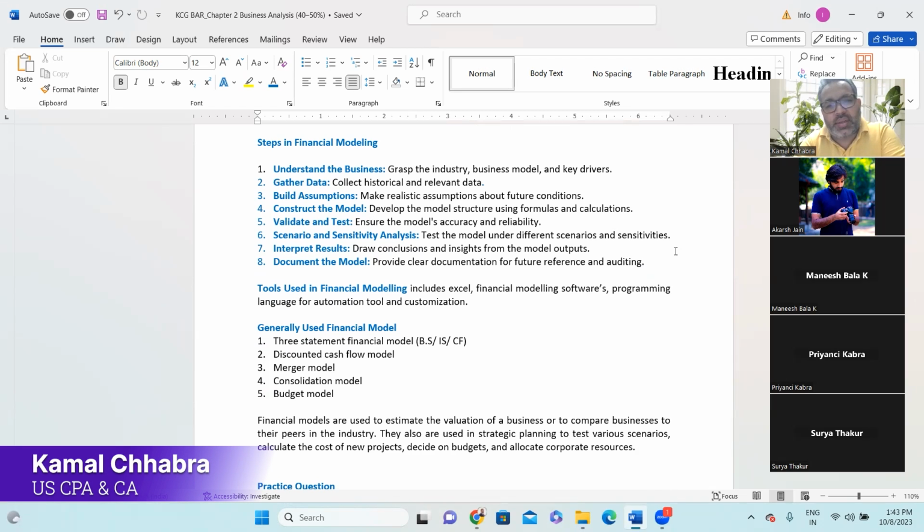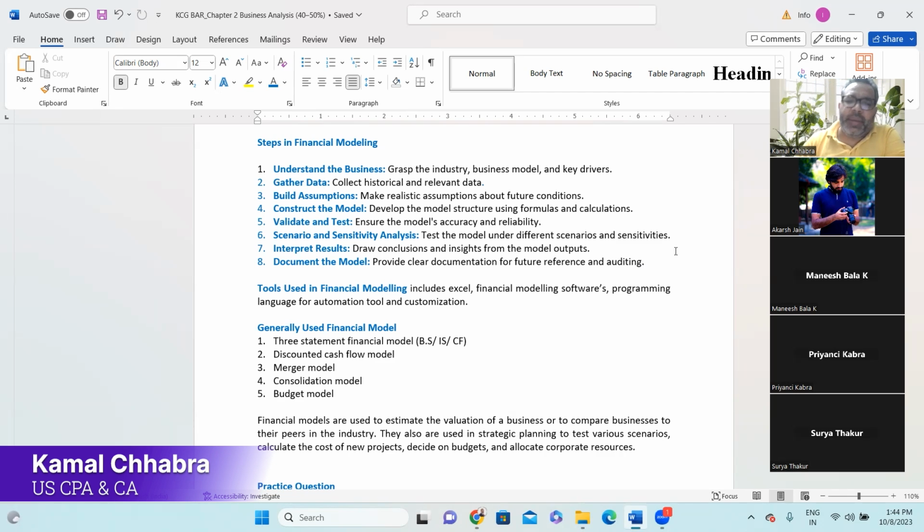Then construct the model, develop the model structure using the formula and calculation, right? Same way how we have seen yesterday, right? Then validate and test each model about the accuracy and the reliability of the information. Then you do scenario and sensitivity analysis, change in a certain percentage of the assumption, how it will impact the overall result, right? Then interpretation of the result, and the last one is documentation of the model. So this is one by one, step 1 to 8 when you are preparing the financial model.